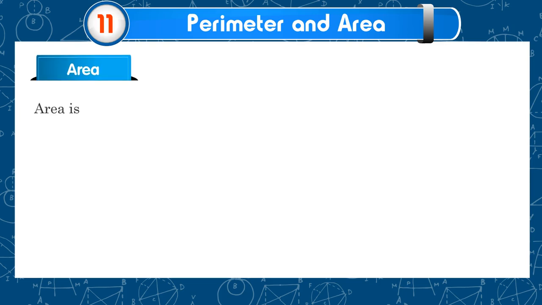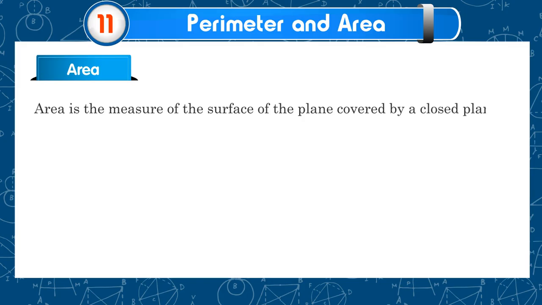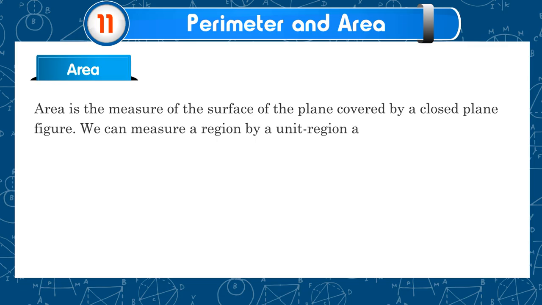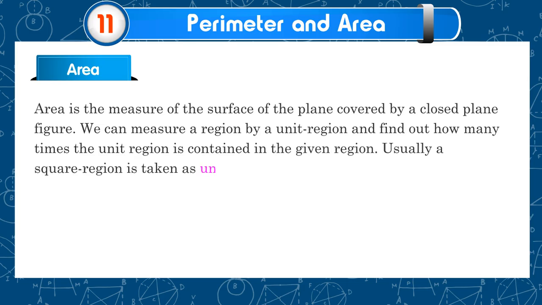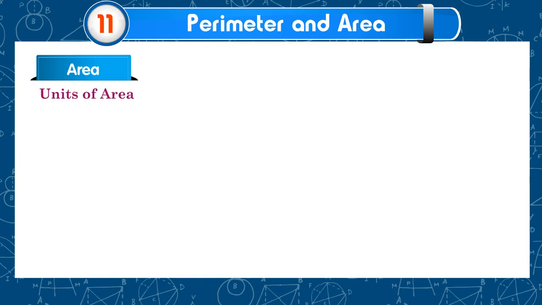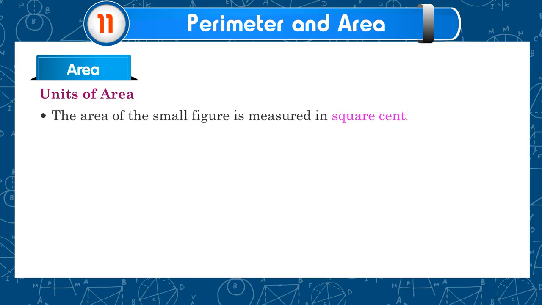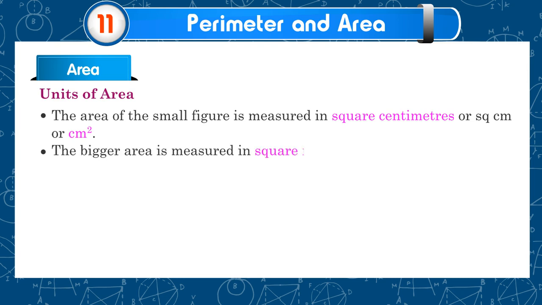Area. Area is the measure of the surface of the plane covered by a closed plane figure. We can measure a region by a unit region and find out how many times the unit region is contained in the given region. Usually, a square region is taken as unit area. Units of area. The area of a small figure is measured in square centimeters or sq cm or cm². The bigger area is measured in square meters or m².